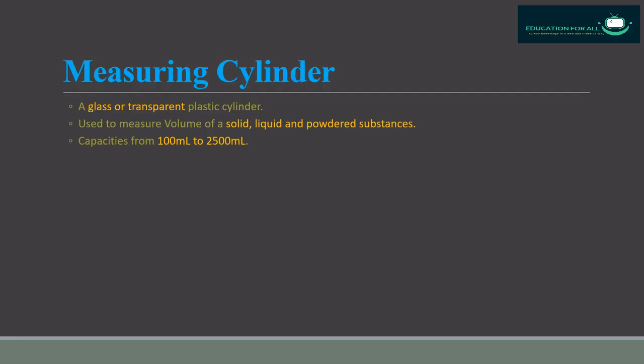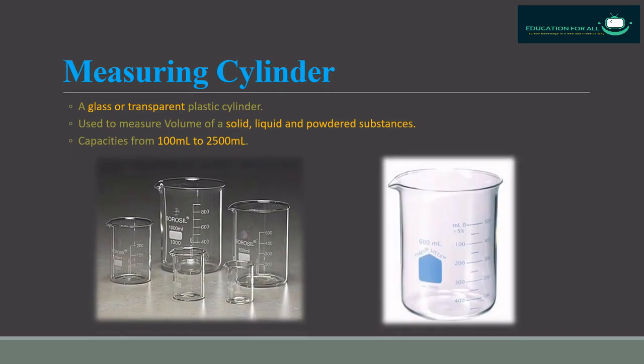Measuring cylinder. First of all, it's a glass or transparent plastic cylinder. It is used to measure the volume of a solid, liquid, or powdered substances. And measuring cylinders have different capacities. They start from 100 ml to 2500 ml. Here in this picture you can see measuring cylinders of different capacities.